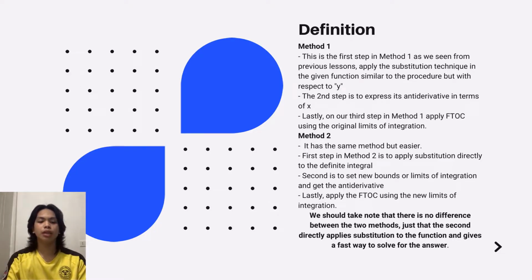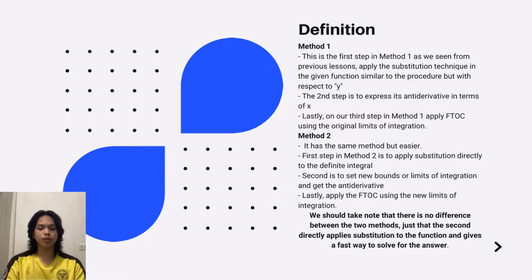Definition of Method 1. This is the first step in Method 1, as we've seen from previous lessons: apply the substitution technique to the given function, similar to the procedure used in indefinite integrals, but with respect to y. The second step is to express its antiderivative in terms of x. Lastly, on our third step in Method 1, apply the FTOC using the original limits of integration.